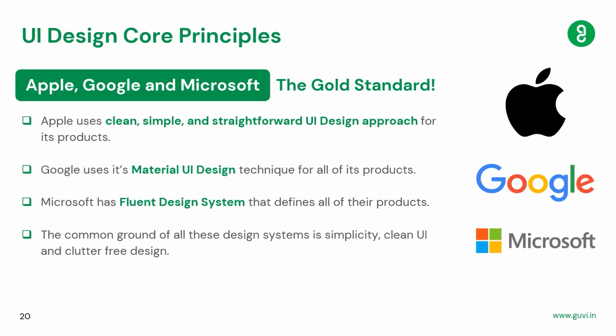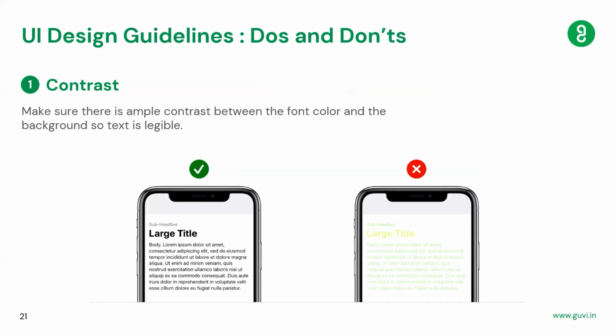The common ground of all these design systems is simplicity, clean UI, and clutter-free design. Simplicity is the base of every design of these three companies. And the UI should be clean, your eye should not get diverted to other things. It should be focused on the purpose of the product, and it should be clutter-free. There should not be elements overlapping each other. It should be clean and convenient to use. So now we'll go into UI design guidelines, do's and don'ts.